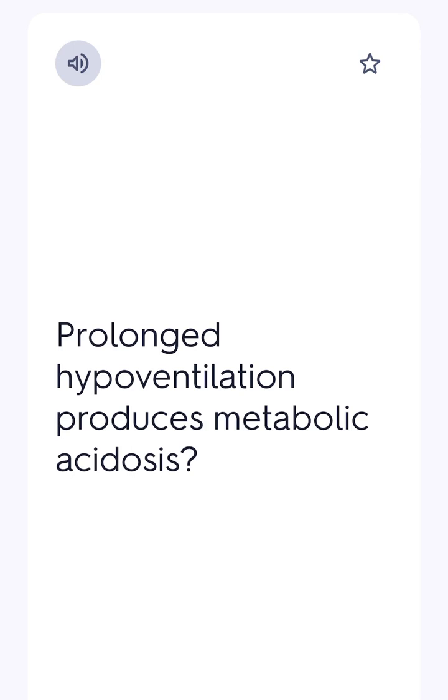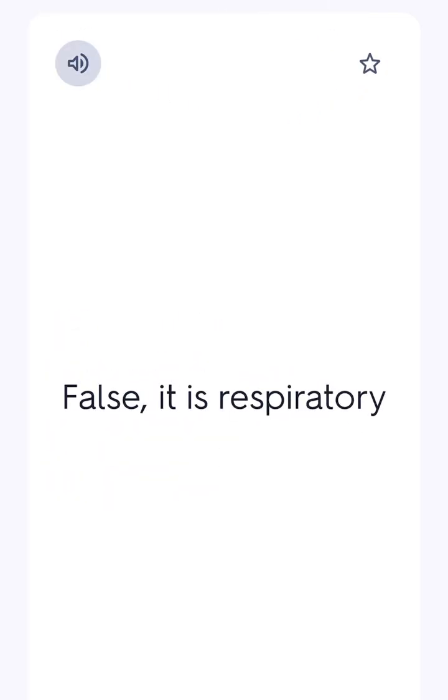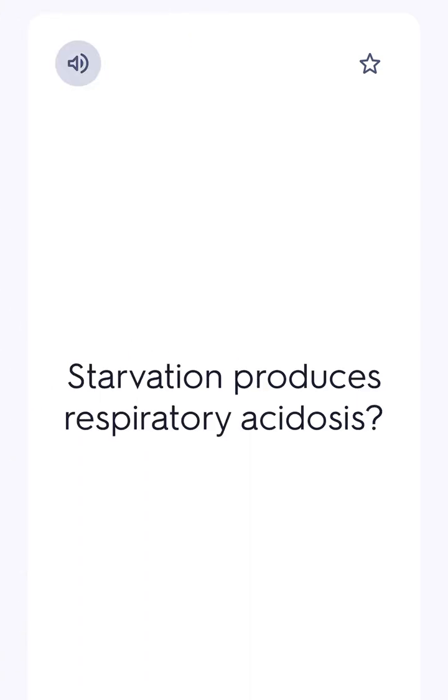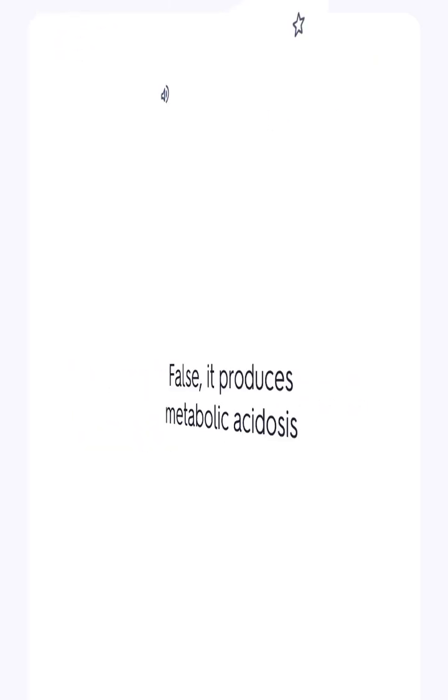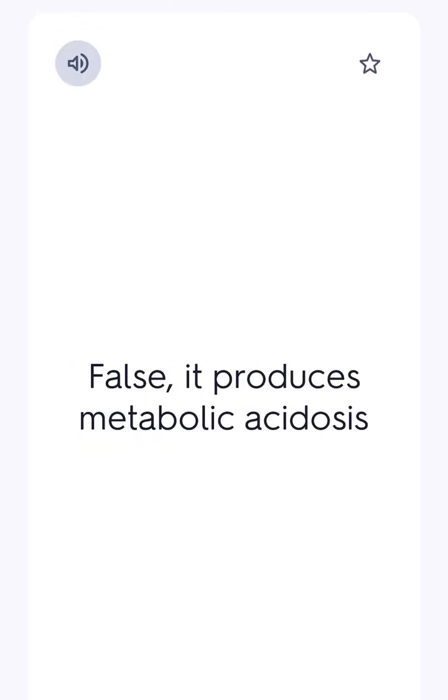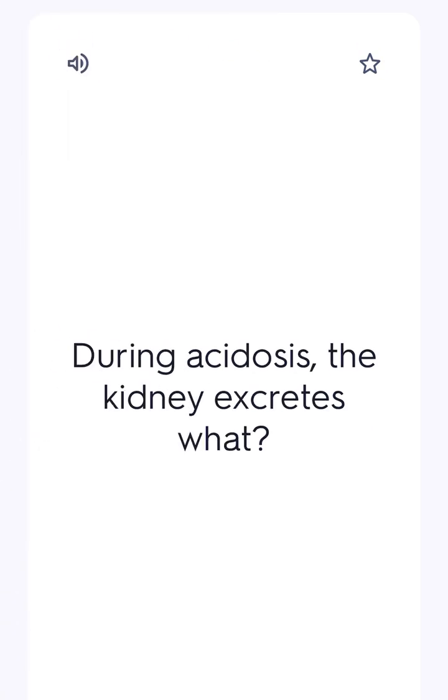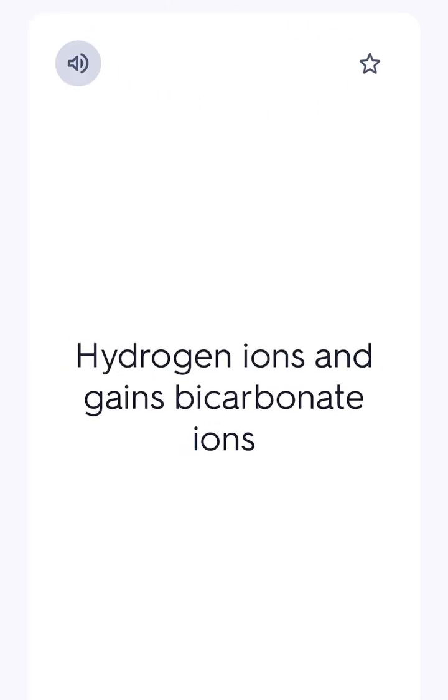Prolonged hypoventilation produces metabolic acidosis? False. It is respiratory. Starvation produces respiratory acidosis? False. It produces metabolic acidosis. During acidosis, the kidney excretes what? Hydrogen ions and gains bicarbonate ions.